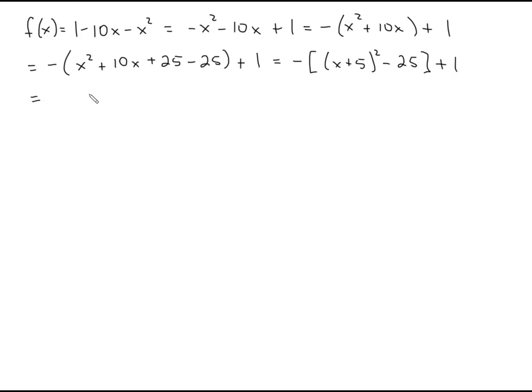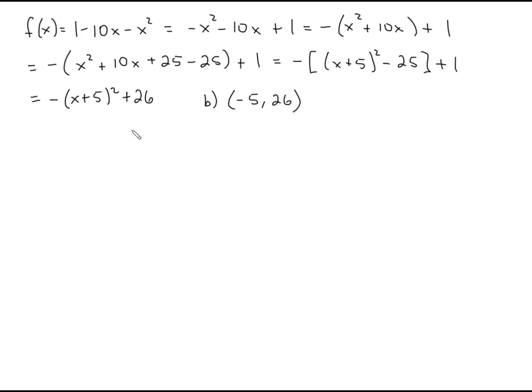So our last step here is to distribute this minus back in. If you do that, you get negative x plus 5, squared, and then that becomes plus 25, and then plus 1 more, plus 26. So that answers part A. And then for part B, it says identify the vertex. So now that it's in vertex form, it's very easy to see that the vertex is at minus 5, 26. And remember, this will be a parabola opening down because it's got a negative leading term.